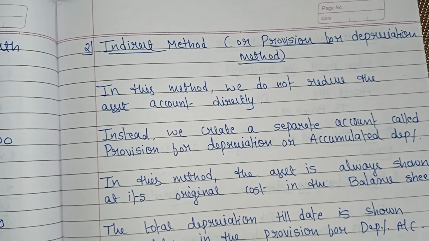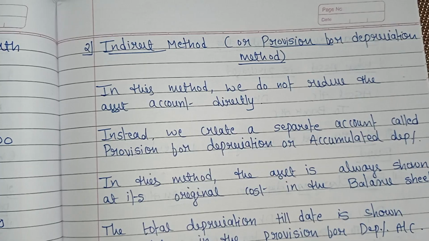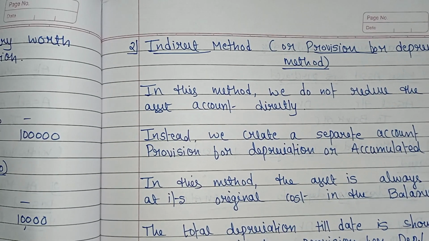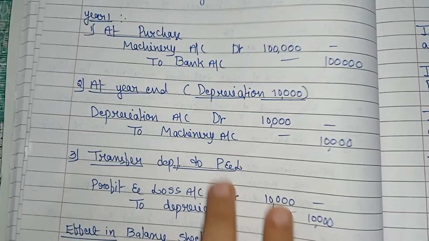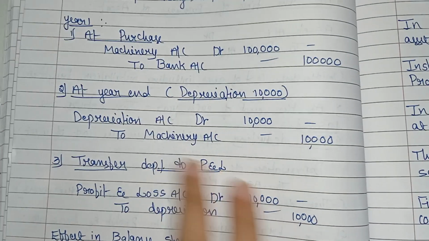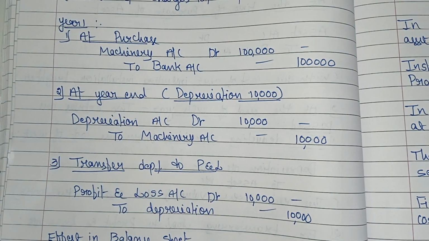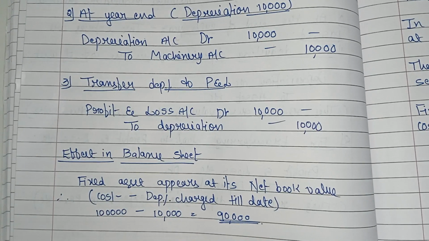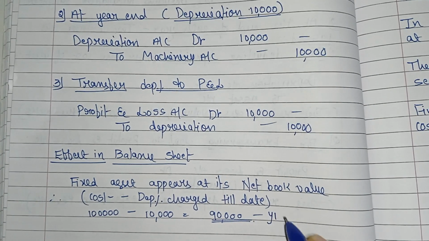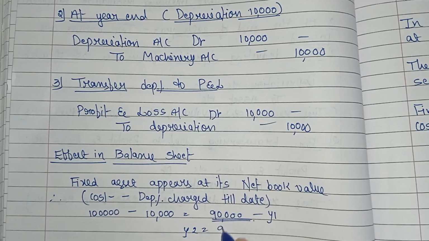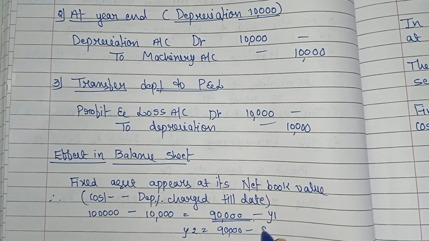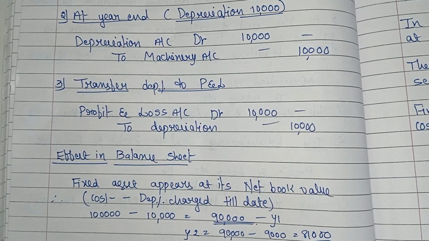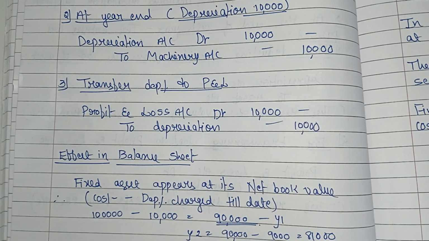In the direct method, the asset balance is reduced every year. See the example here. At the end of year 1, it becomes rupees 90,000. In year 2, 90,000 minus 9,000 becomes rupees 81,000. See, that is what we mean by the asset balance being reduced every year.